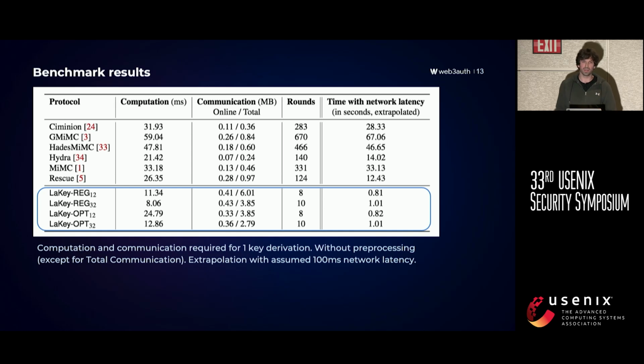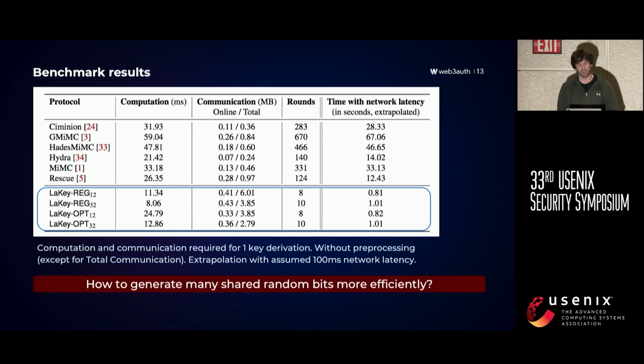Also, our protocol is relatively efficient in terms of computation, so it's very simple computations that you have to do. The downside is we need more communication, and this is also one of the open questions, I would say. We need a lot of pre-shared random bits for this pre-processing step that you see here in the total communication column. And it would be interesting to see if we can generate this pre-shared randomness to make this pre-processing more communication efficient. We have some ideas, but not implemented yet.